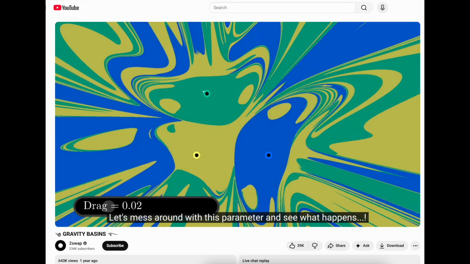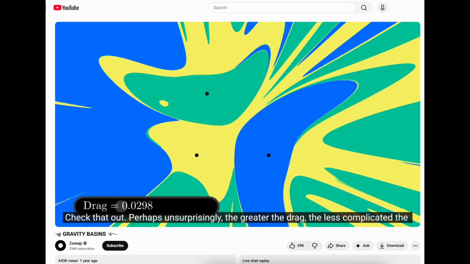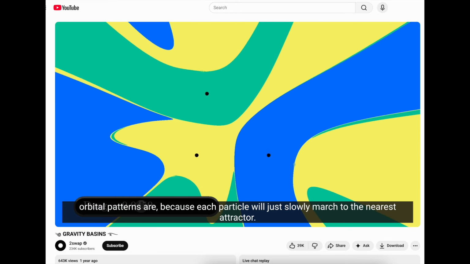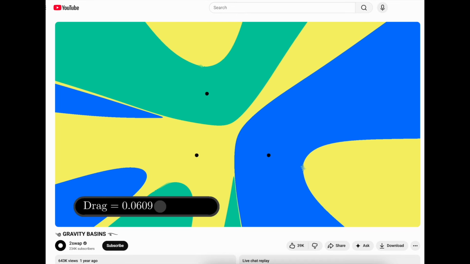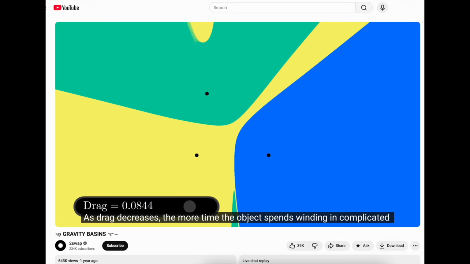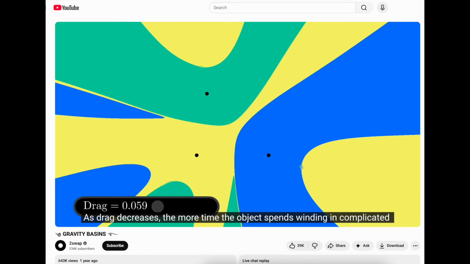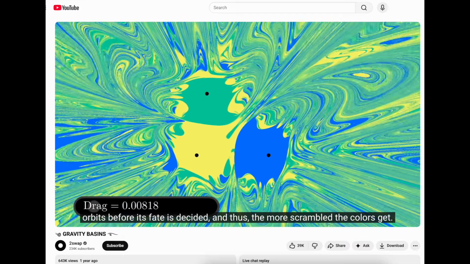Let's mess around with this parameter and see what happens. Check that out. Perhaps unsurprisingly, the greater the drag, the less complicated the orbital patterns are, because each particle will just slowly march to the nearest attractor. As drag decreases, the more time the object spends winding in complicated orbits before its fate is decided, and thus the more scrambled the colors get.